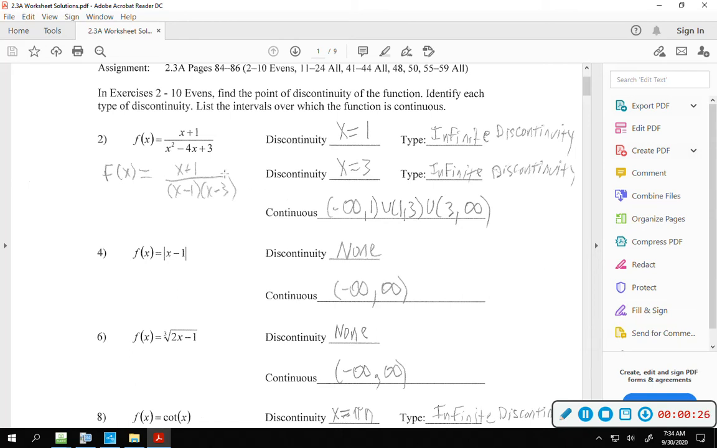First of all, anytime we're dealing with a rational situation, the worksheet is asking you to identify the discontinuity and say the type of the discontinuity. And then I also want you to list the interval over which this function is continuous. Okay?